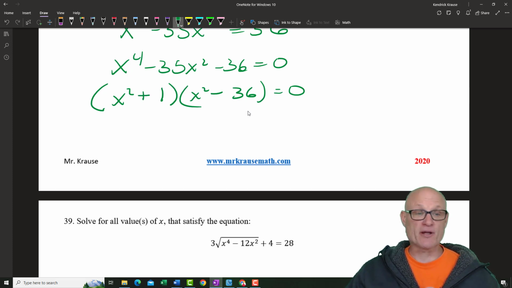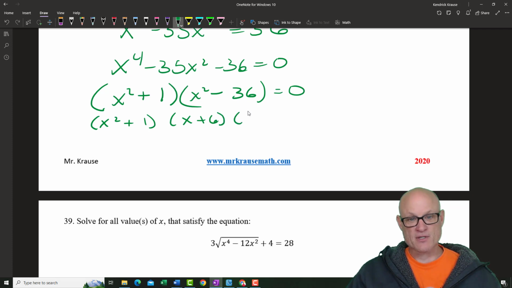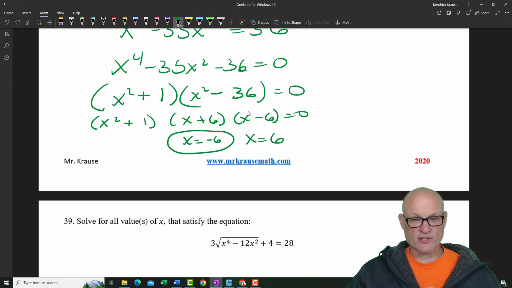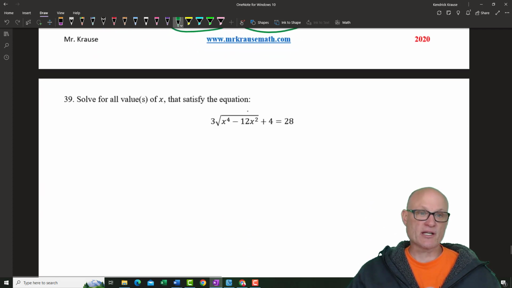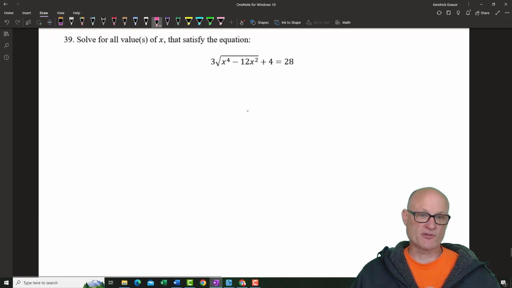At this point I'm just going to go solve these. If I wanted to, I can keep factoring. This one I can't factor, it's x squared plus 1. This one I can factor to x plus 6, x minus 6. And I get two answers: x equals negative 6, x equals positive 6. I'm also going to get two answers from this piece over here.